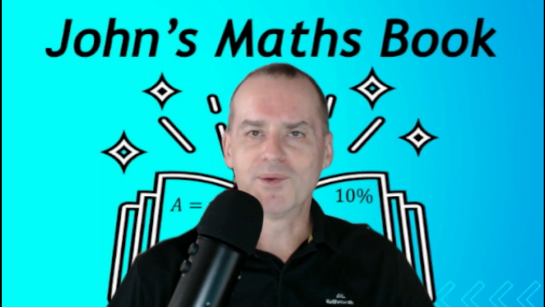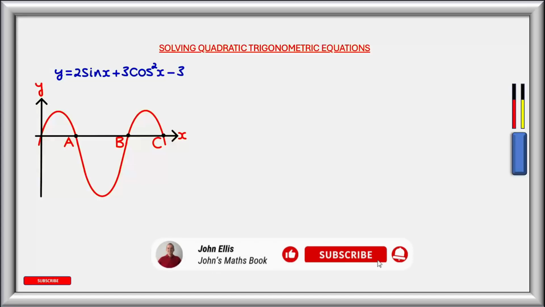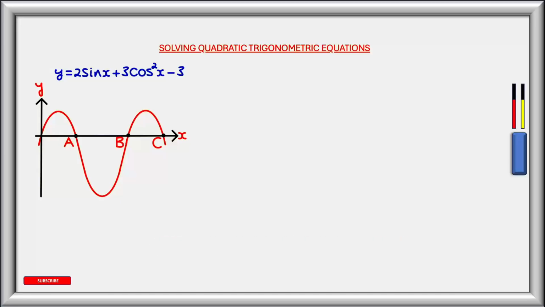Without further ado, let's go over to the whiteboard. Let's look at how we solve a quadratic trigonometric equation. We have the equation y equals 2 sin x plus 3 cos squared x minus 3, and I've sketched a graph of this on the whiteboard. Let's find values of x that correspond to points A, B and C on the graph, so where the graph cuts the x-axis. Now where it cuts the x-axis, y is equal to 0.